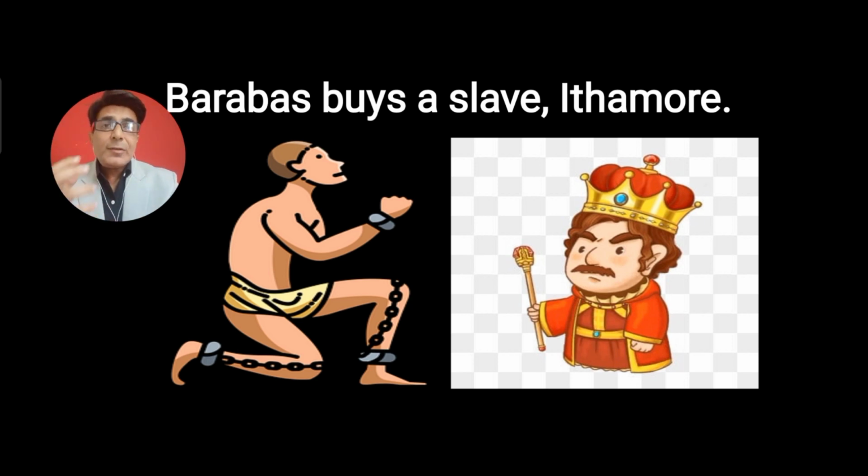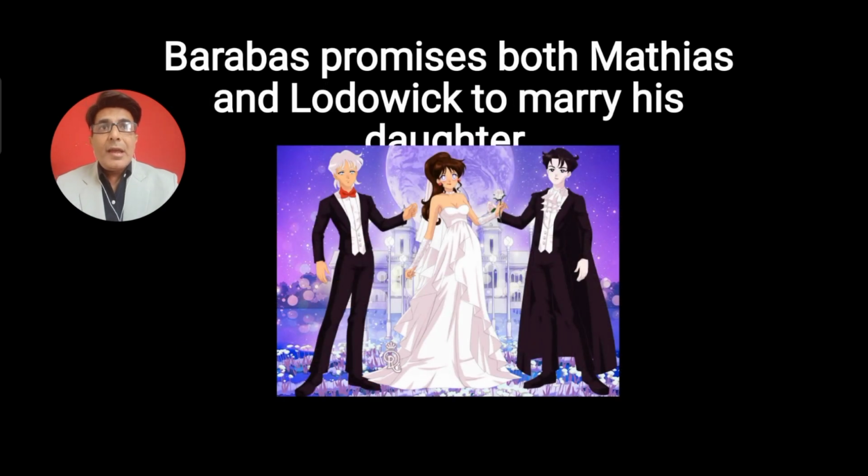Now Barabbas wanted to take revenge against the injustice done to him, because his house and his property were captured by Furnish. To take revenge, he goes to a market and he buys a slave. His name is Ithamar. Here the first scene ends, and the first act ends.